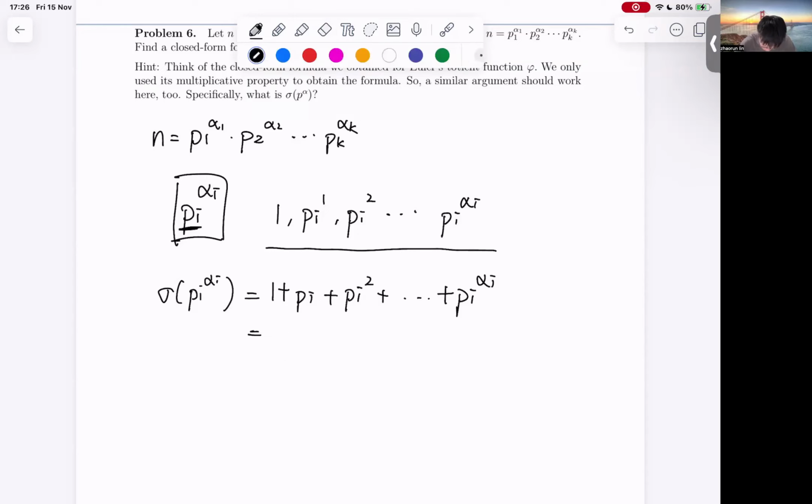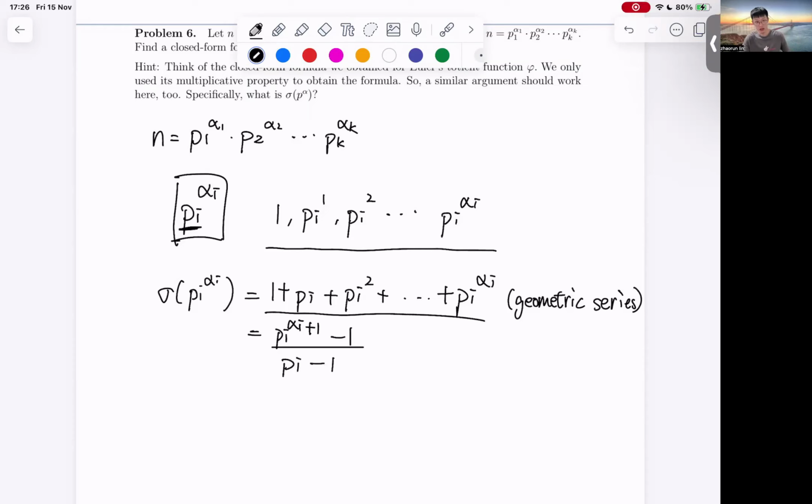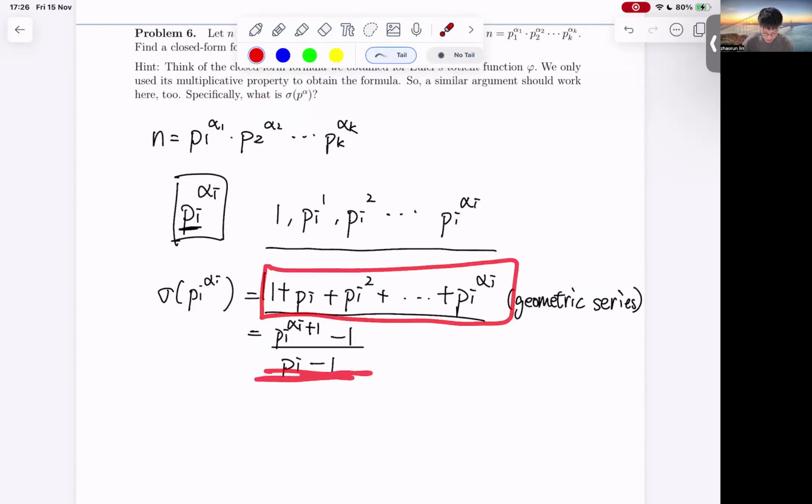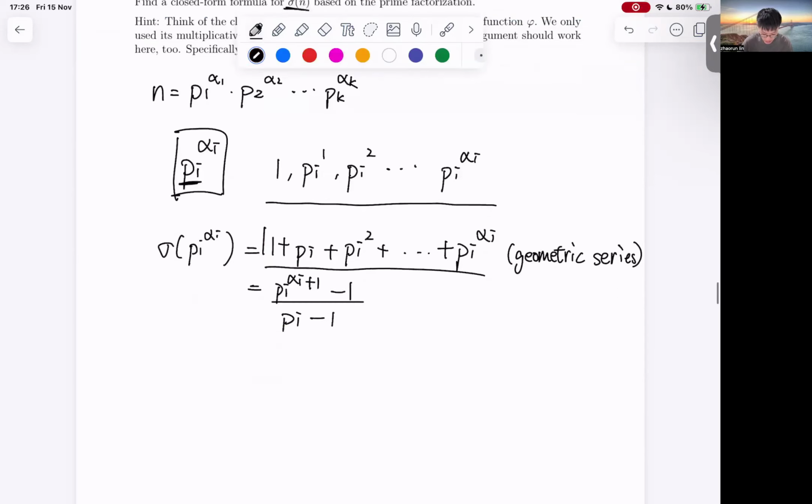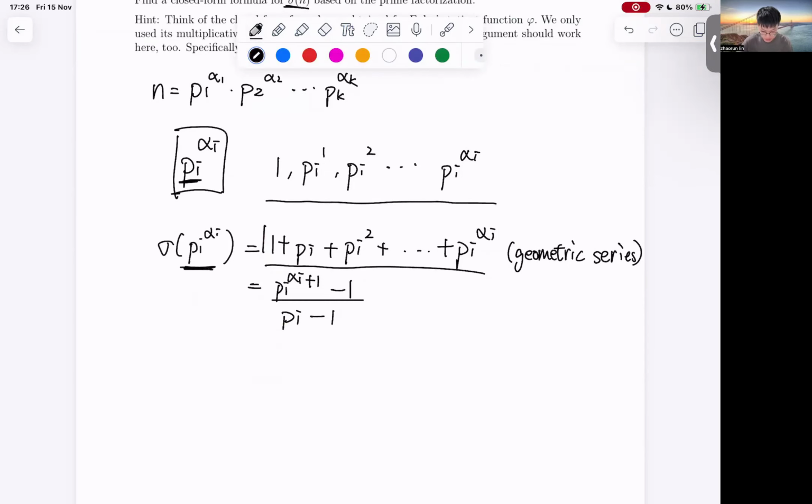So we can see this is a geometric series, right? Geometric series. And it's simply pi to the alpha I plus 1. And then, so it is this sum, the geometric series. So we can write it as this. And this is for one prime factor of n.